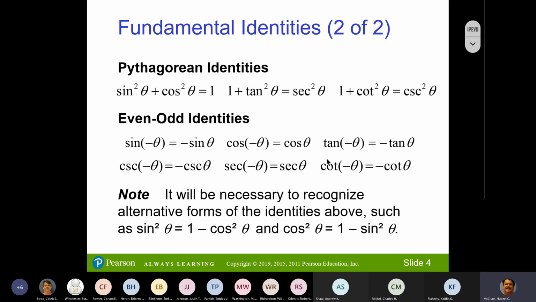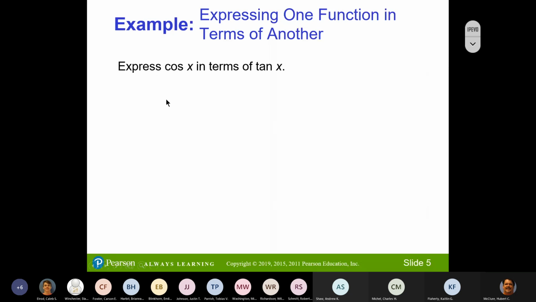Okay, so let's go to the next one. Express cosine in terms of tangent. Now, write this down because this is all identities are doing. Okay, identities are manipulators. You're rewriting. You're really not doing any math. Now, you do use identities to do math, but think of identities as rewriting a sentence.